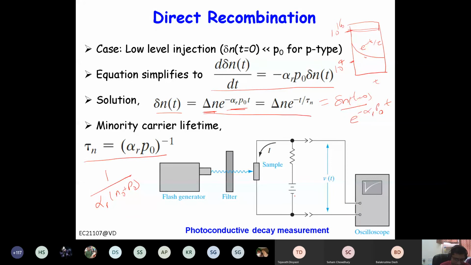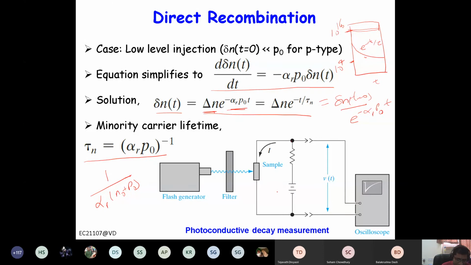You can see the setup here is a photoconductive decay measurement setup where you have a flash generator. You generate at time t equal to 0. You filter out the particular wavelength intensity. Then this sample will have a certain conductivity. Then you apply a fixed voltage here, and if conductivity is more, more current will flow. So the drop will be more here. That way you can measure the drop across the sample.